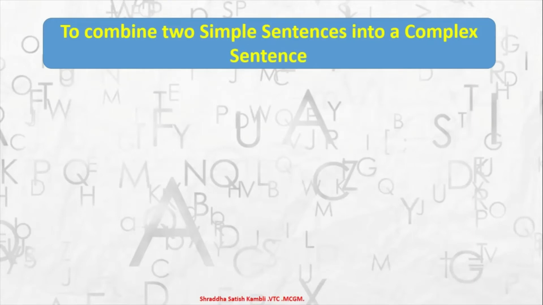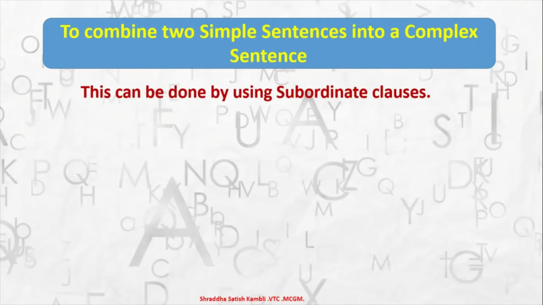Now we move on to see the next kind of synthesis, where we take two simple sentences and make them into a complex sentence. How do we do that? We do that making use of a subordinate clause. Now what is a subordinate clause? We all know that in a complex sentence, you will have a main clause and a subordinate clause. A subordinate clause is a clause which cannot stand on its own. That clause always needs the support of the main clause. If there is no main clause, the subordinate clause does not express complete meaning. Subordinate clauses can be adverb clauses, adjective clauses, and noun clauses.